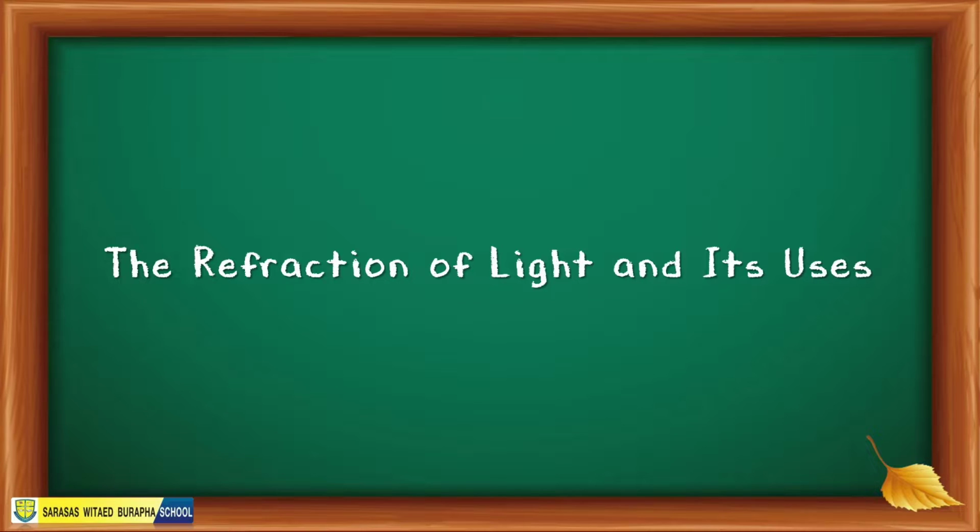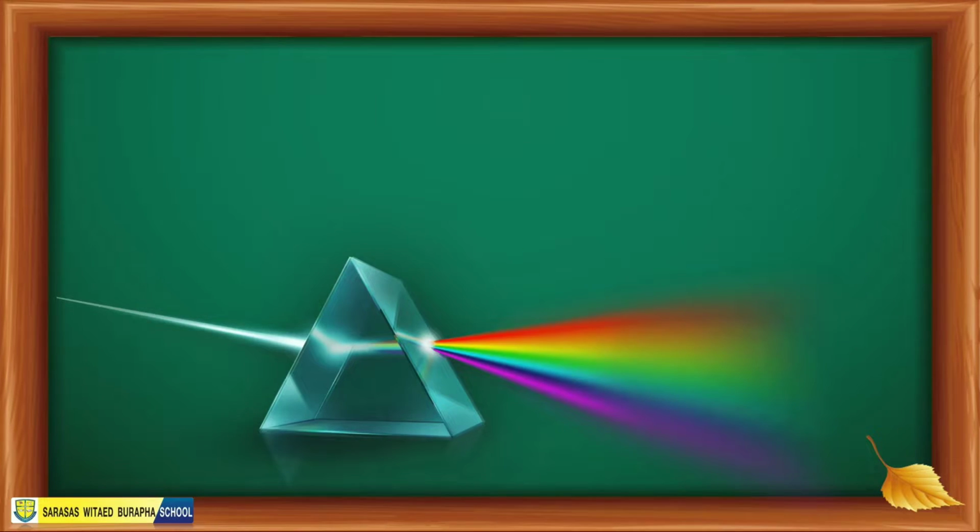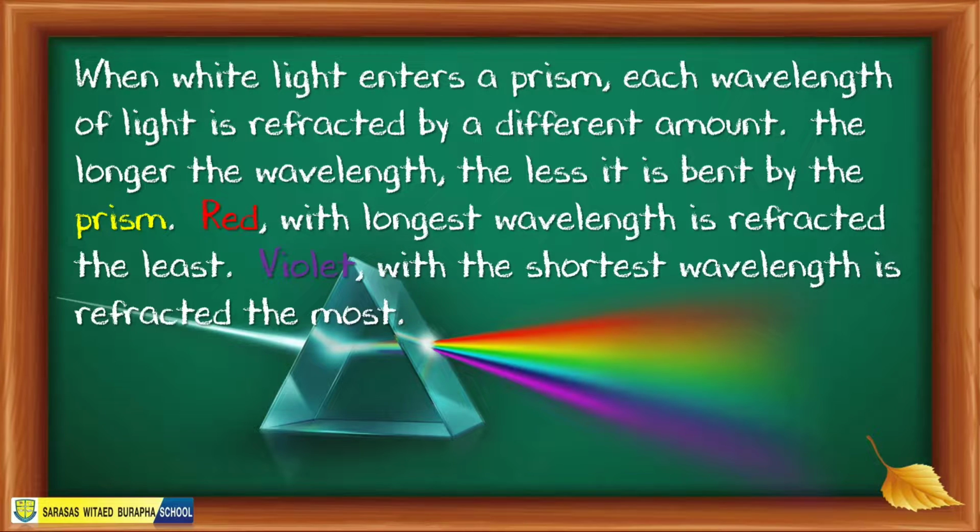Okay, let's continue with our discussion regarding the refraction of light and its uses. When white light enters a prism, each wavelength of light is refracted by a different amount. The longer the wavelength, the less it is bent by the prism. Red, with the longest wavelength, is refracted the least. Violet, with the shortest wavelength, is refracted the most.